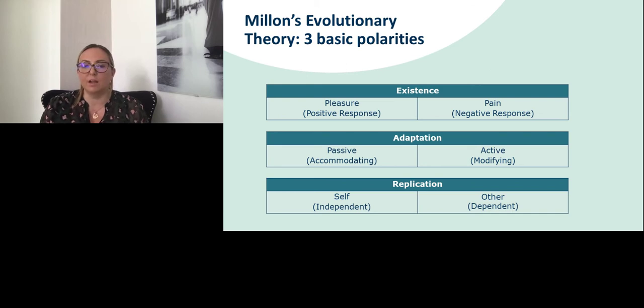So if we think about personality being on a spectrum and personality patterns being on a spectrum, Millon's theory puts forward that with his 3 polarities, people are at various areas on these 3 polarities, and therefore the combination of their personality structure is very unique.